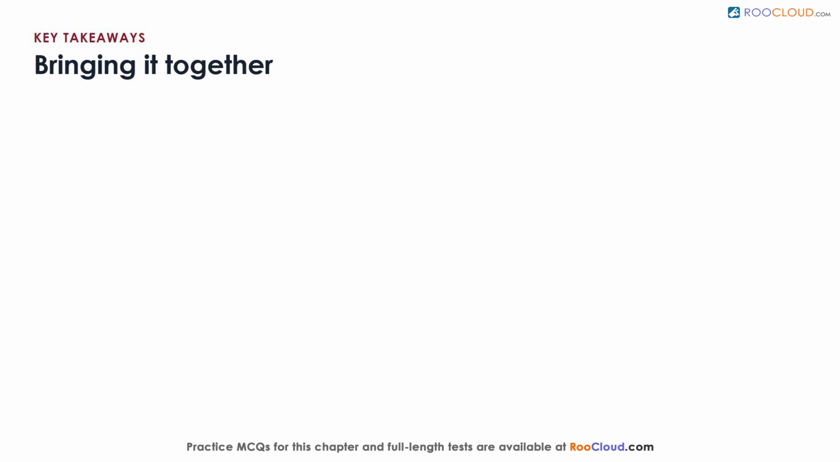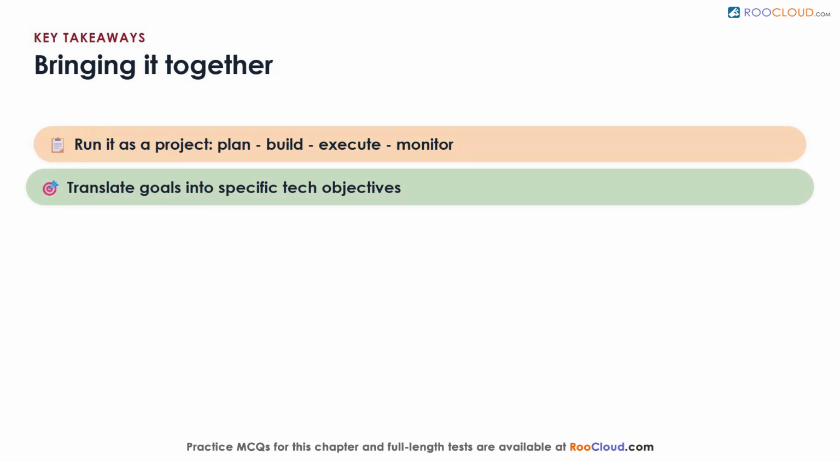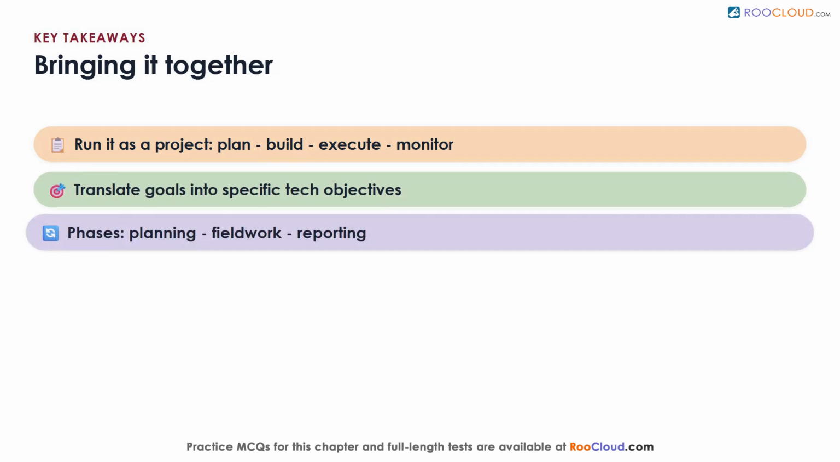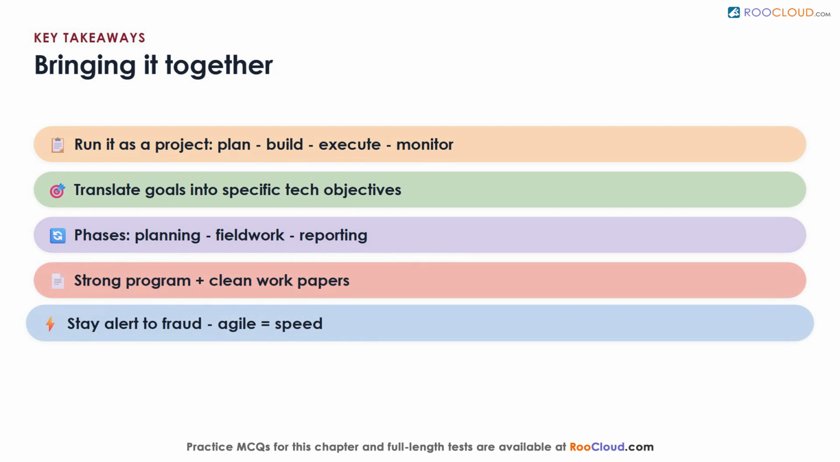So let's bring it together. Run the audit as a project. Plan, build, execute, and monitor. Translate broad goals into specific technology objectives. Move through planning, fieldwork, and reporting. Lean on a strong audit program and clean work papers. Stay alert to fraud and use Agile to move faster. Master this, and your audits land on time and on point.